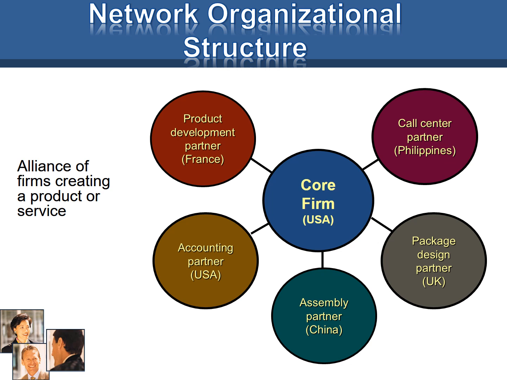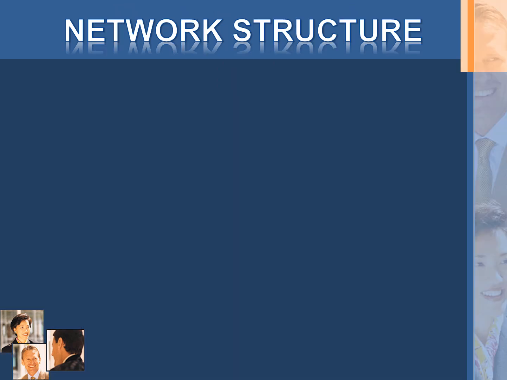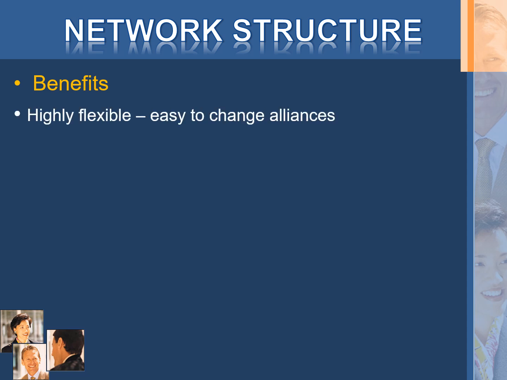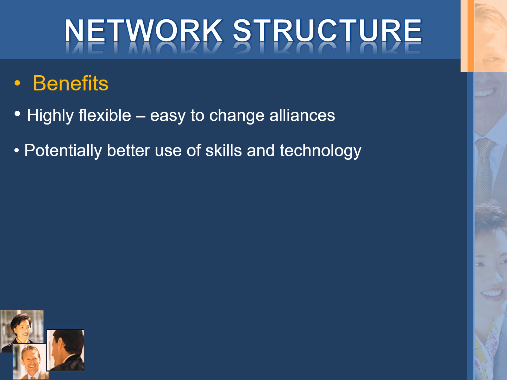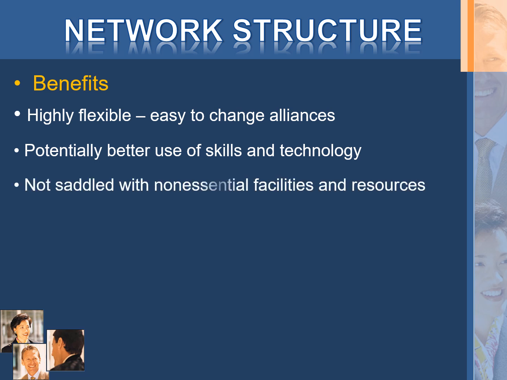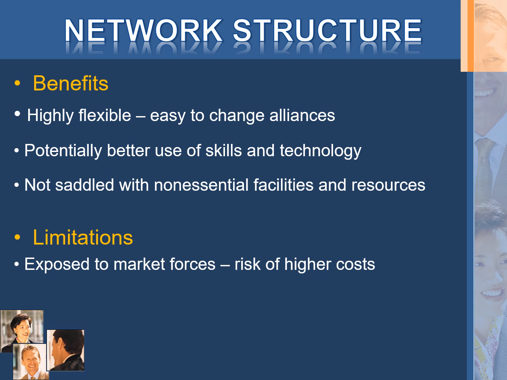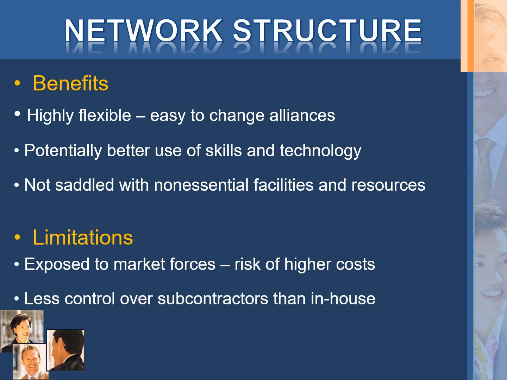Alliance of firms creates a product or service. So you can see the core firm in the USA, assembly partner in China, accounting partner USA, product development team in France, and so forth. The benefits of a network structure is it's highly flexible, easy to change alliances, potentially better use of skills and technology within the group, not saddled with non-essential facilities and resources. But again, like everything else, there's limitations: exposed to market forces, risk of higher costs, less control over subcontractors than those in-house.